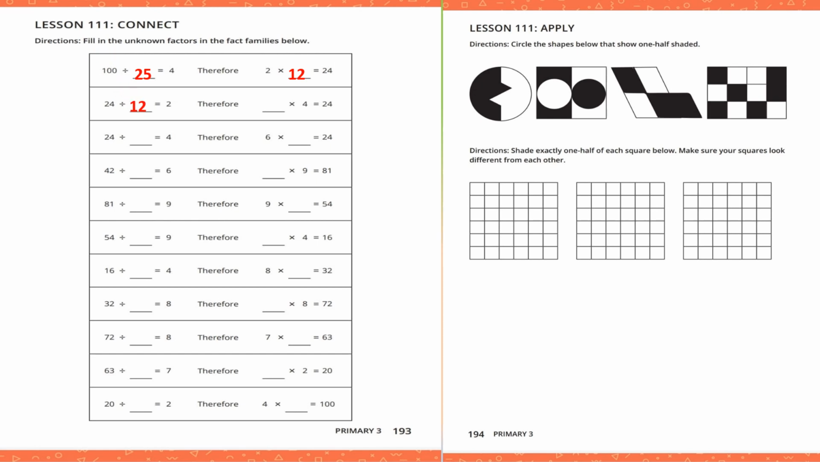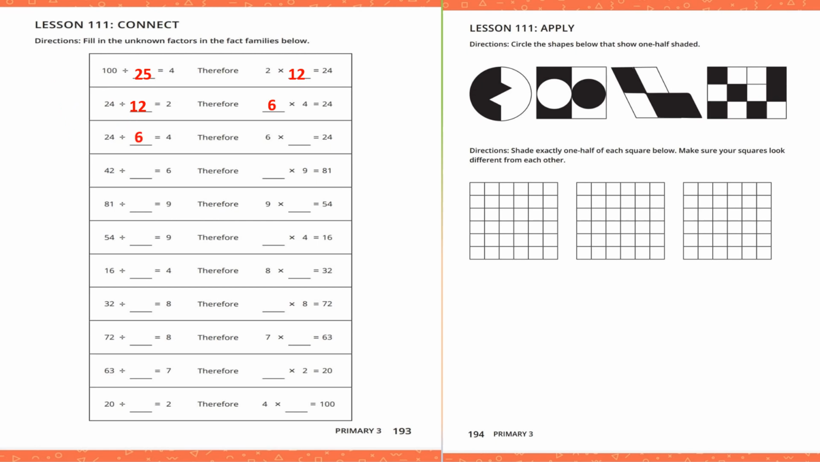Next. Therefore, what times 4 equal 24? Who can tell me? I get it from timetables 4. So, 4 times 6 equal 24. So, the answer will be 6. Super. Next. 24 divided by what equal 4? I know that 4 times 6 equal 24. So, the answer will be 24 divided by 6 equal 4.